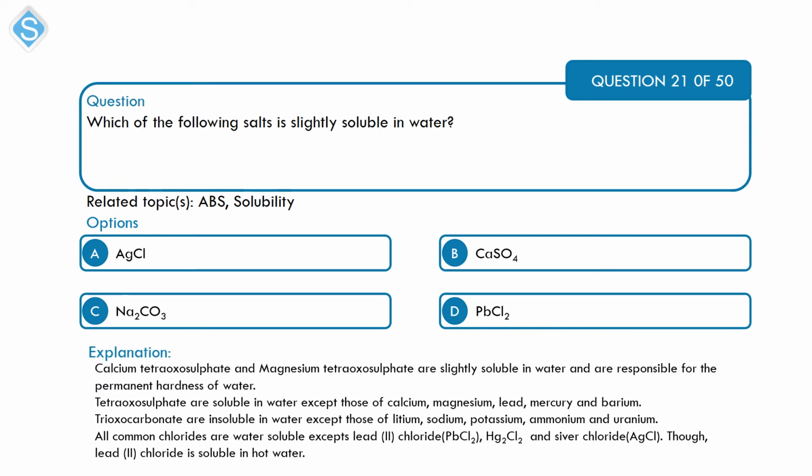Chlorides of silver and lead are insoluble in water. However, lead chloride is soluble in hot water. Trioxocarbonates are generally insoluble in water, except for those of lithium, sodium, potassium, ammonium, and uranium. Calcium tetraoxosulfate is slightly soluble in water, and it is responsible for the permanent hardness of water.